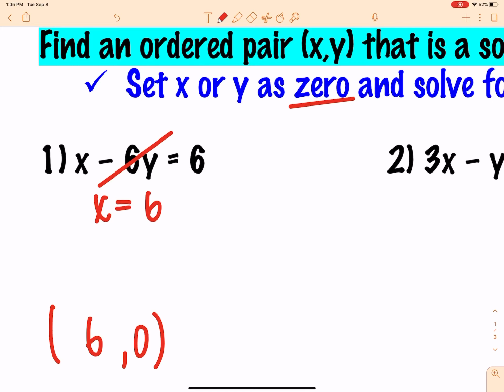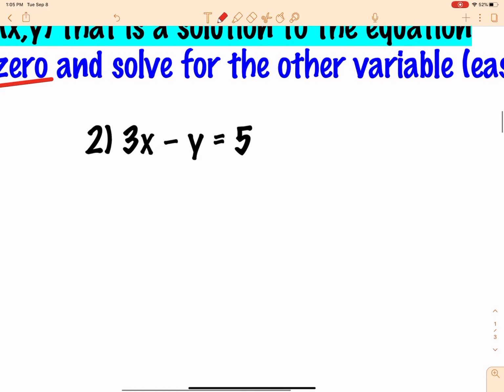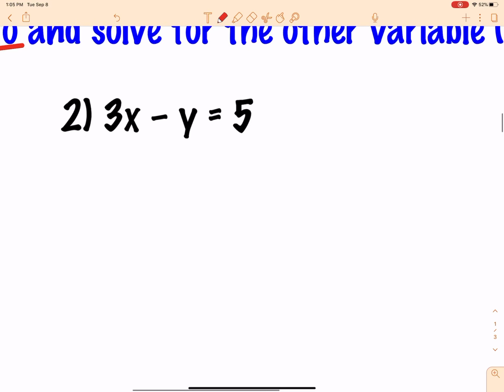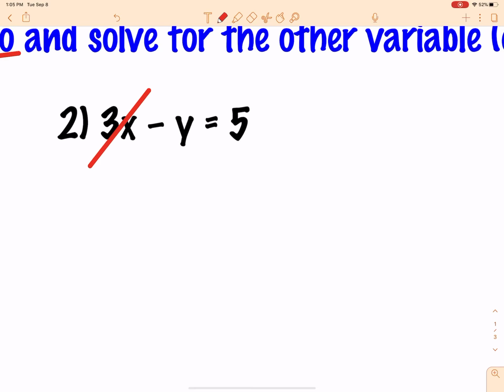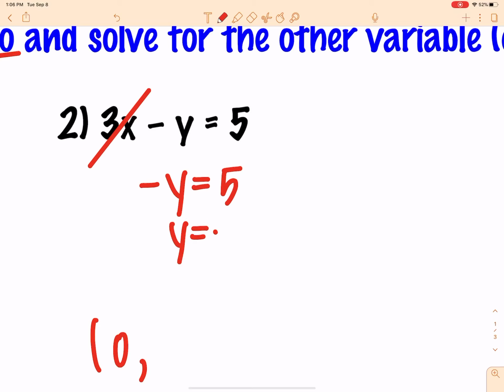I'm just trying to show you guys the easiest route. So again, let's make the 3x 0. So that means x is going to be 0 because it's the easiest one to cancel out. It gets rid of most of the problem. That's why I do that. So then you're left with negative y equals 5. So y equals negative 5. So 0, negative 5 would be one solution to this equation.